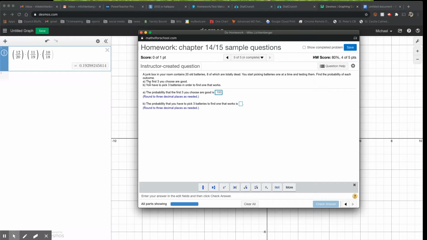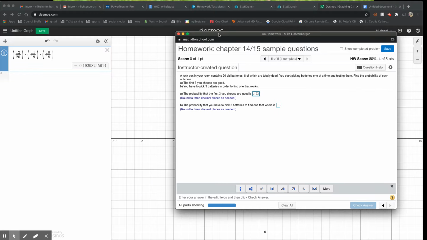Find the probability that you have to pick 3 batteries to find one that works. So it's important we first understand what that means. You have to pick 3 until you find one that works. That means that you don't get a good battery until the third try. So if you don't get a good battery until the third try, that means that the first 2 are dead, right? So what this is really asking is what's the probability that the first 2 tries you get a dead battery, and then the third try you get a good battery?